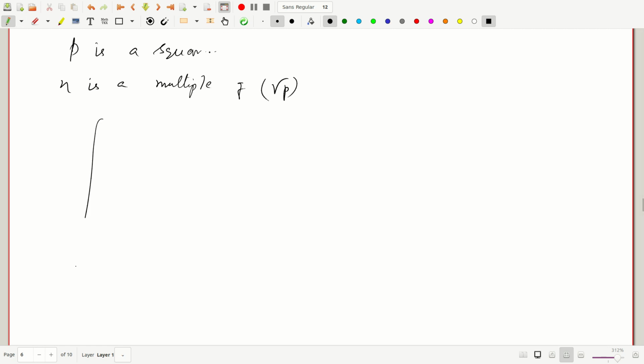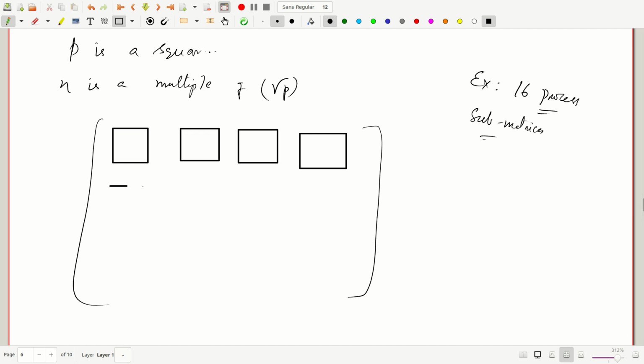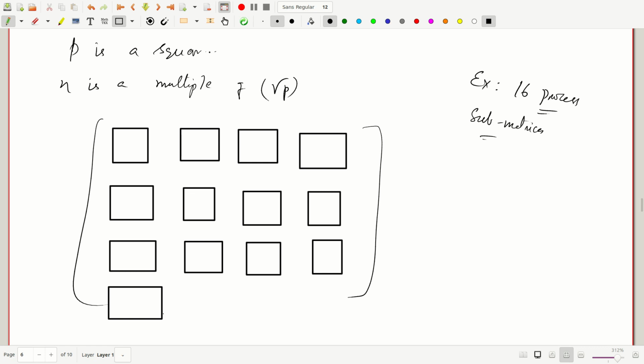So I'm going to represent this using a 4 by 4 example, that is, 16 processes. I'm going to draw submatrices, and each of these blocks belongs to one process. So each square block here is a process. They are supposed to be all equal; if they do not look equal, we just assume that they are.